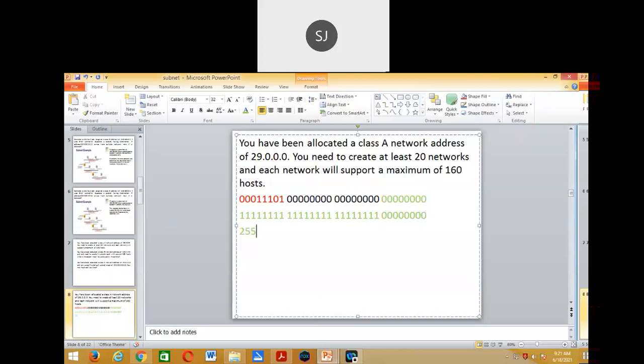It is 255.255.255.0. Is it not? So is it not the subnet mask? Yes or no? Yes, sir. See, this is so simple. Is it not simple? Okay. So let us see the next one.